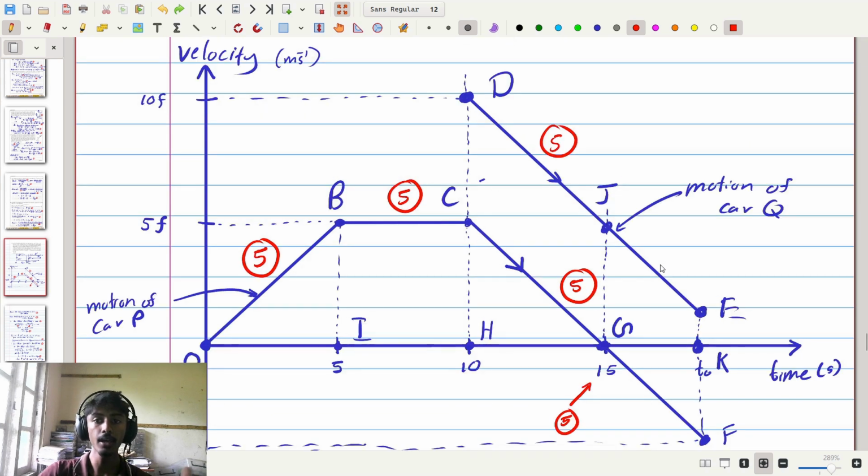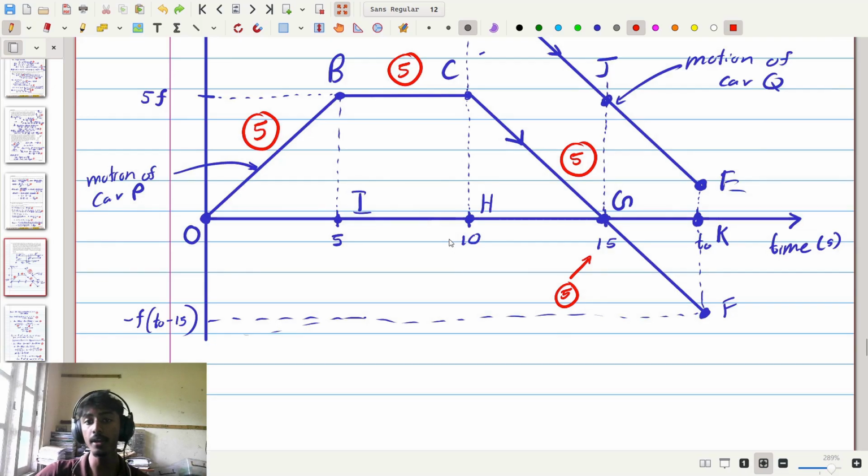Now similarly, when you mark the motion of car Q starting at t equals 10 seconds at 10f velocity and going down with an acceleration in the negative direction of f meters per second squared like so, and mark that correctly, you get 5 marks. Now after this, when you also mark that the exact intersection point at which car P comes to rest at the point A is at 15 seconds, you get another 5 marks. For identifying this, you get 5 marks.